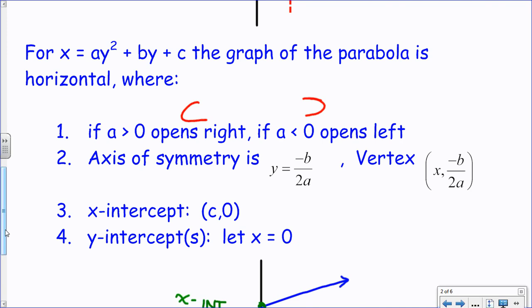If your parabola is horizontal, then the axis of symmetry will be horizontal. So it's a horizontal line, y equals, and that will give you then the y coordinate of your vertex. You'll plug that back in to find x.